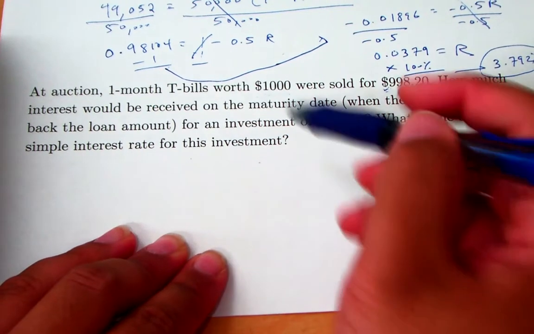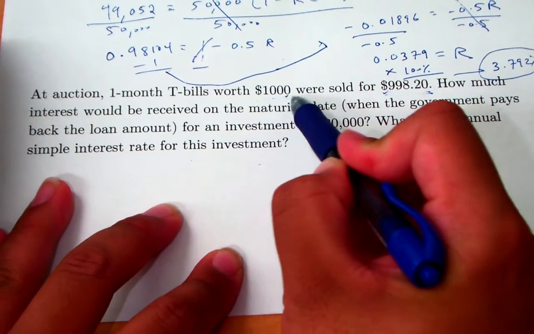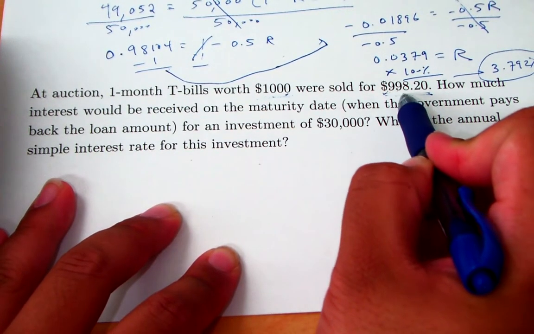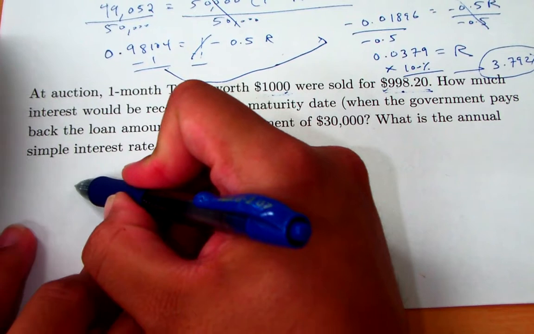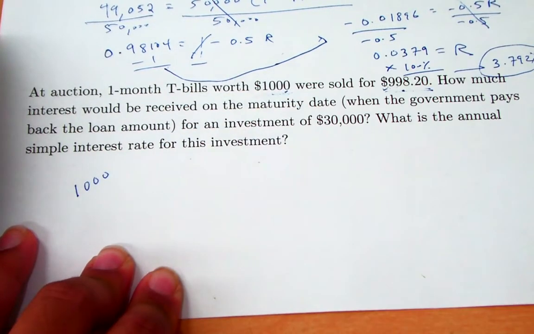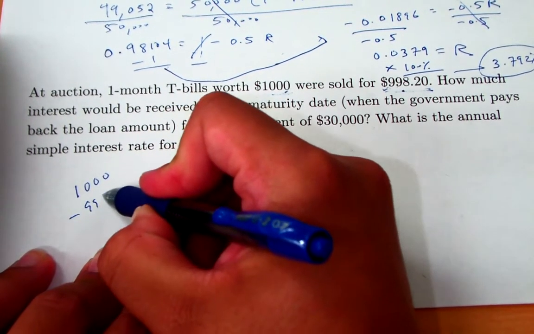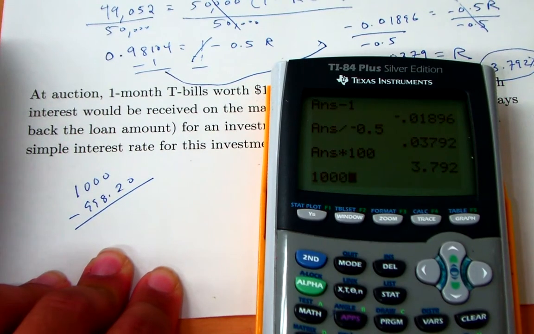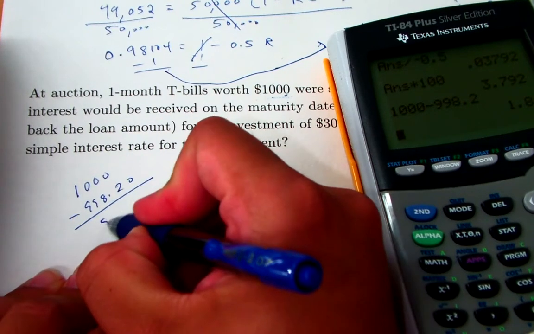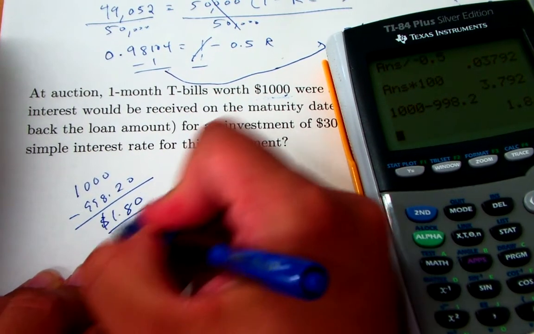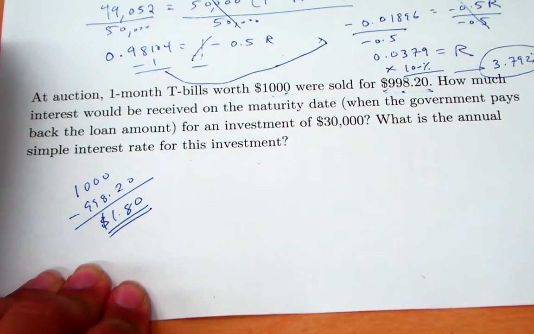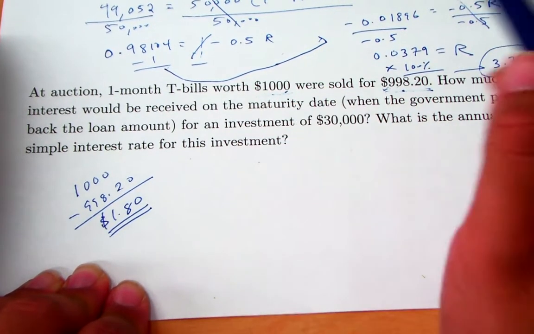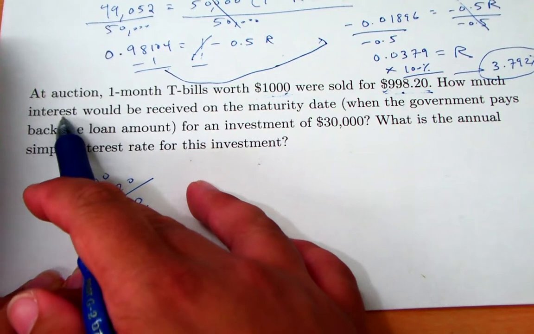So let's go ahead and figure out how much money the government is paying for every $1,000 that they borrow, right? So all you've got to do is calculate the difference in these numbers. $1,000 is the amount the government pays, minus $998.20, which is the amount they originally borrowed. And that'll give you a pretty small number in terms of dollars and cents. 1,000 take away $998.20 will give you $1.80, right? So for every $1,000, the interest amount is $1.80. Notice this says how much interest, not as a rate, but just how much money.